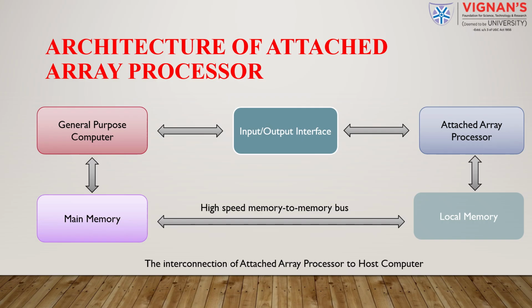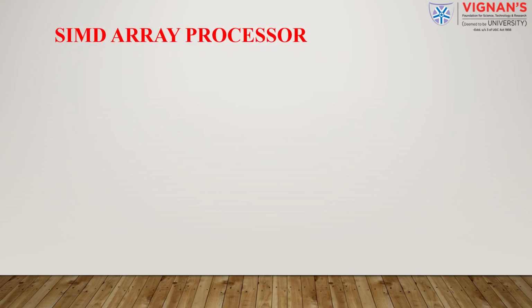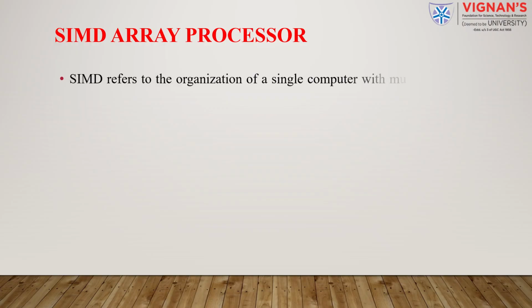This architecture allows the general computer to offload complex math tasks to the array processor, which performs the work in its local memory and sends the results back via that high-speed bus. Now, let's move to the second type, the SIMD array processor. SIMD refers to the organization of a single computer with multiple parallel processors.